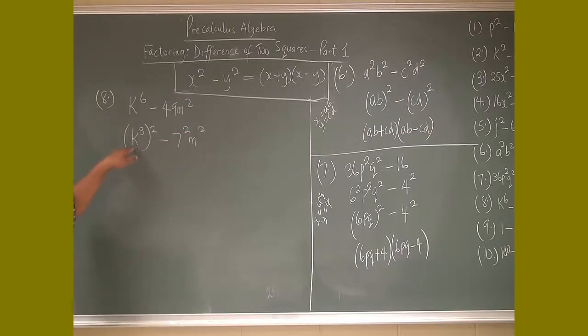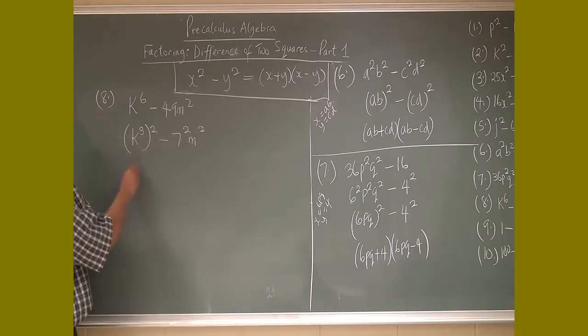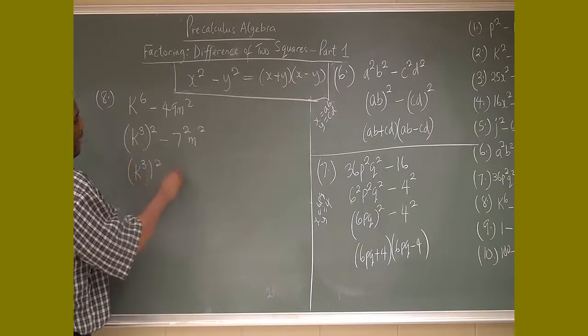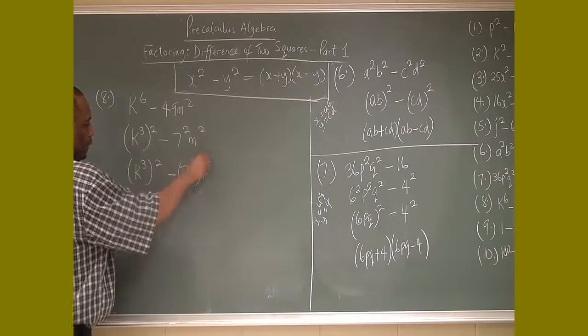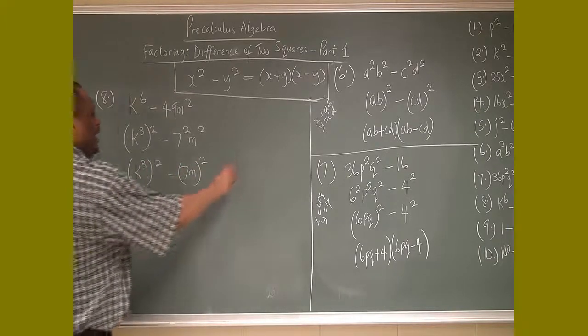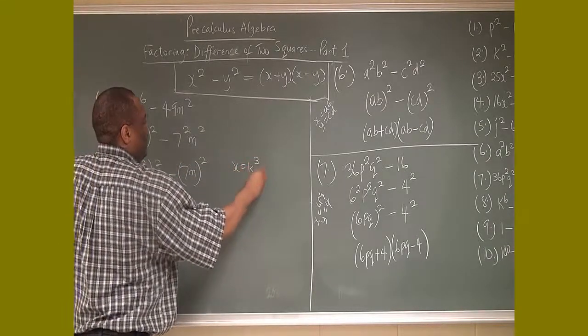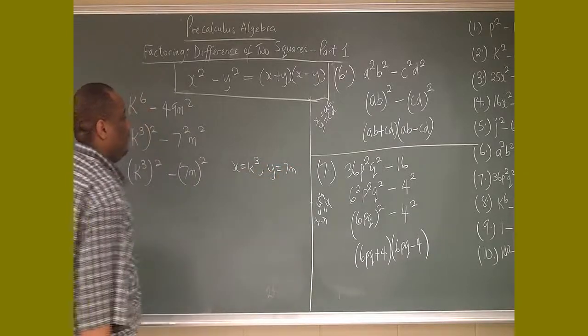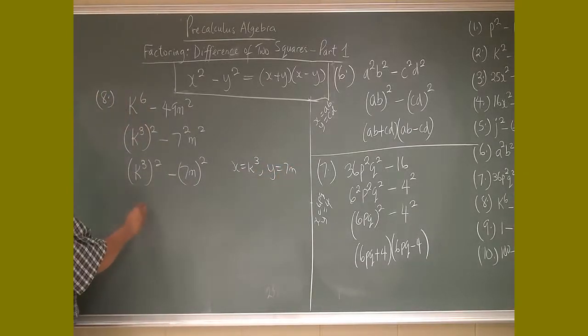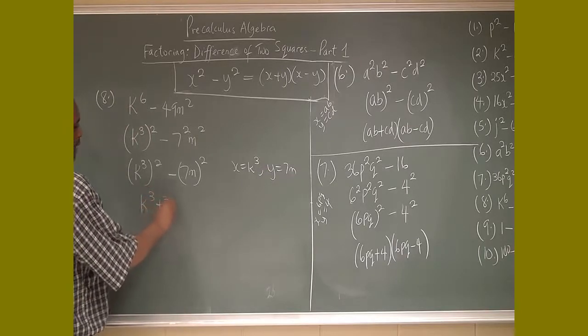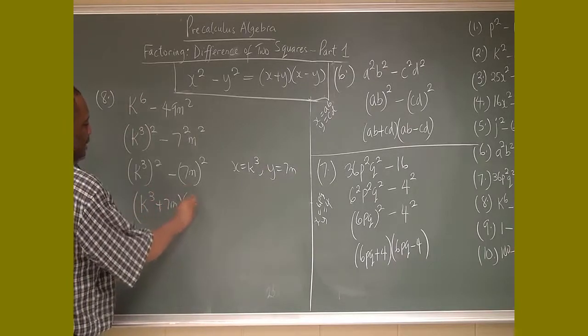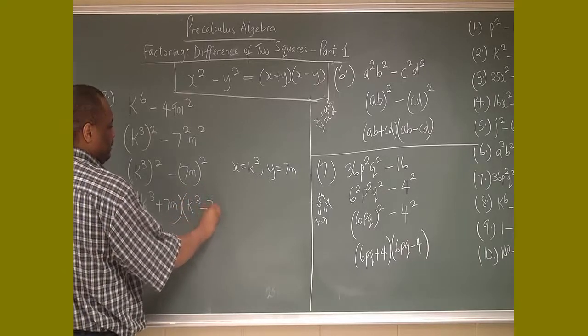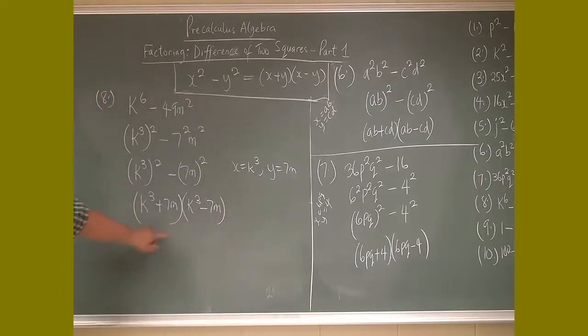Already, we know that our x is k cubed. Now for our y, it is still double entities, so let's make it single entity. So this is k cubed all squared minus 7m all squared. In this case, your x is k cubed, and your y is 7m. So what will be your answer? Your answer will now be k cubed plus 7m times k cubed minus 7m. And if you expand this, if you multiply this, you get back this.